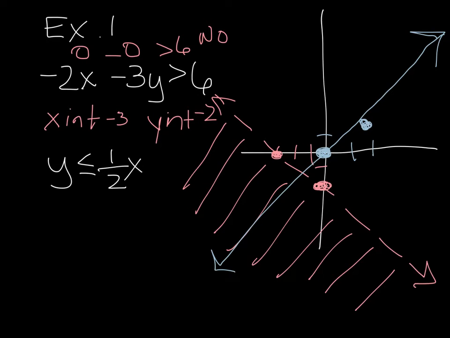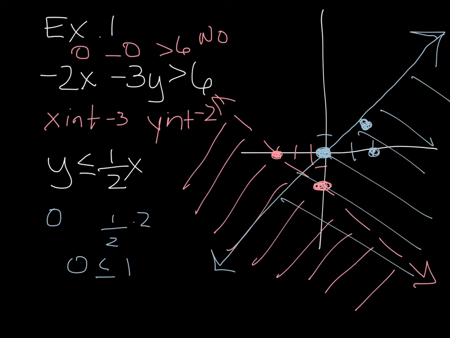And I can't use the test point 0, 0 because it's on the line. So I'm going to use the test point 2, 0. So if I plug in 0 for y and 2 for x, I have 1/2 times 2, that is 1. Is 0 less than or equal to 1? The answer is yes. So because 2, 0 is on this side of the line, I'm going to shade this side of the line.